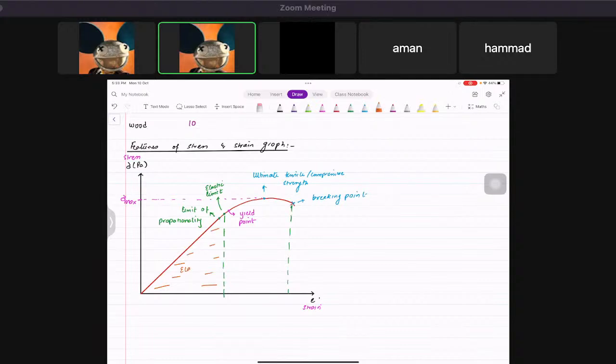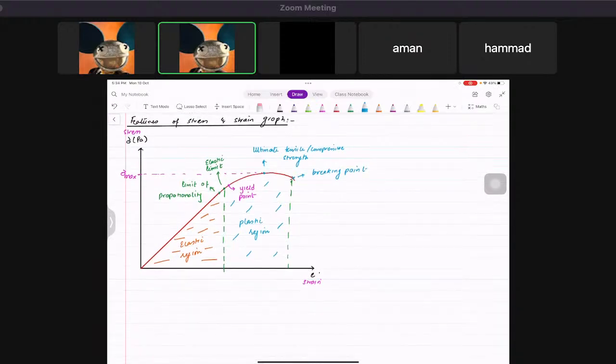This region is called the elastic region, because the material will come back to its original shape. But if it goes beyond this point, the elastic limit, this region that you see is called the plastic region. So plastic does not really mean that it turns to plastic. It basically means that it shows permanent deformation that cannot be reversed. So that's why it's called that.